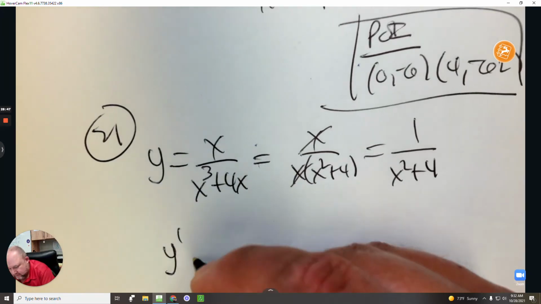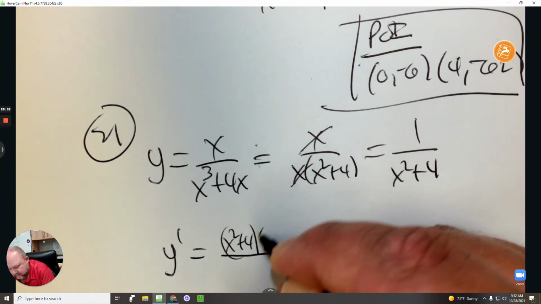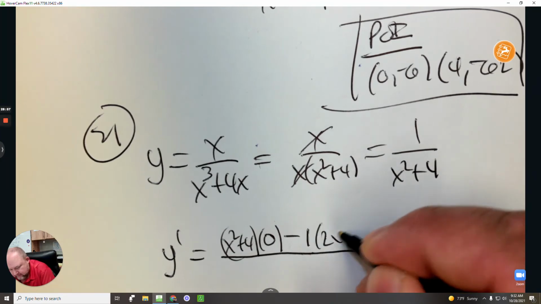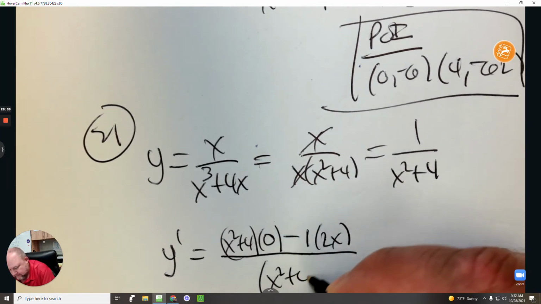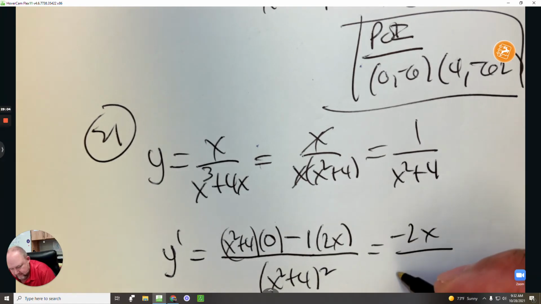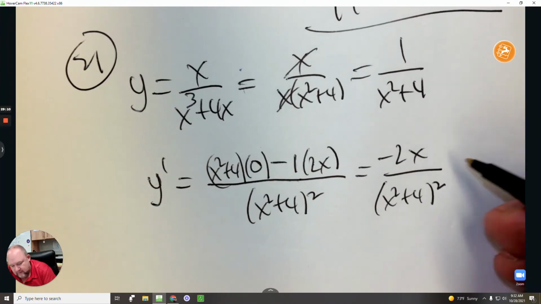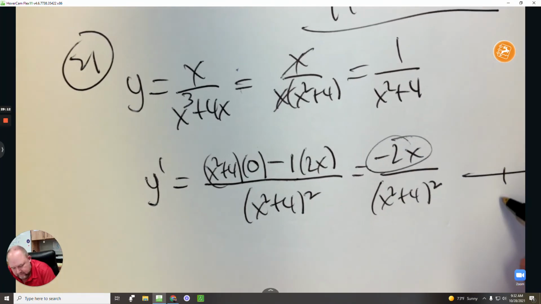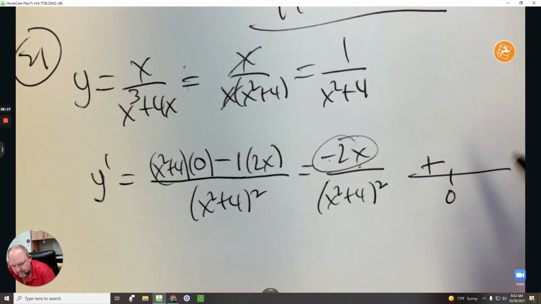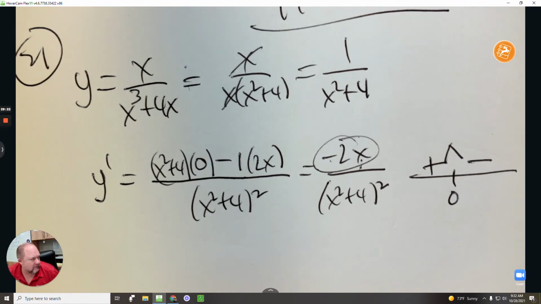I need to take the first derivative. That's the bottom times the derivative of the top minus the top times the derivative of the bottom, and then the bottom squared. So I get negative 2x over x squared plus 4 squared. If I take the numerator equal to 0, I get 0. So we have one extreme point at 0.